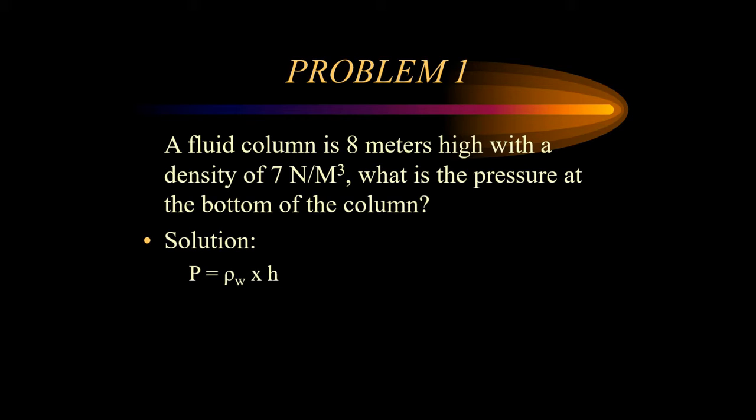So next I need to plug my numbers in. Do I have a weight density? Now remember, weight density is something in a weight per cubic something, or per volume. And if I look at this question, I see that 7 newtons per cubic meter is the weight density of the fluid. And I see that H is 8 meters. So I plug those numbers in, I get this.